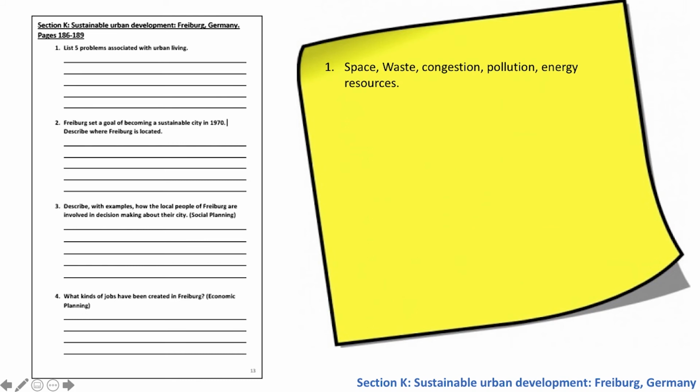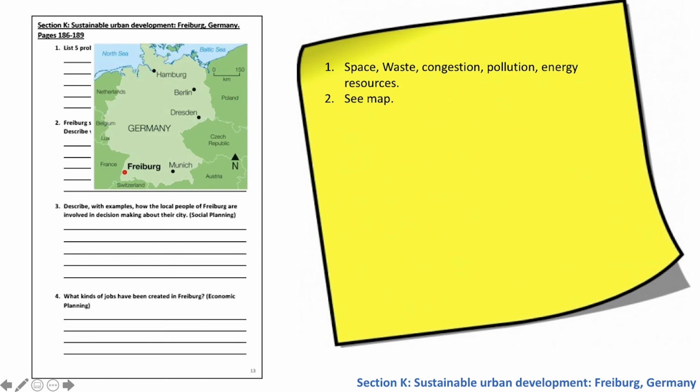Freiburg set a goal of becoming sustainable in 1970, and then it asks us to describe where it is located. So if we take a little look here, we could write that Freiburg is in the southwestern tip of Germany, close to the border of France and Switzerland.